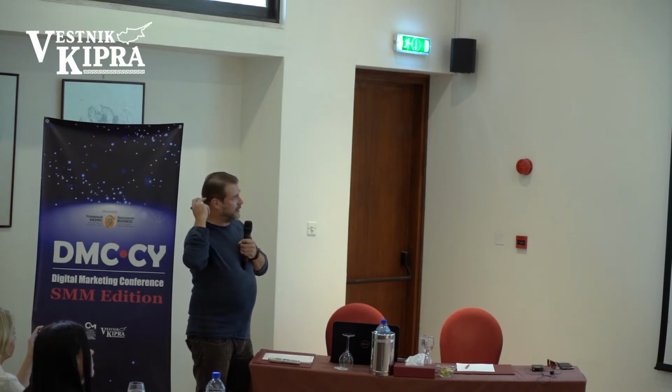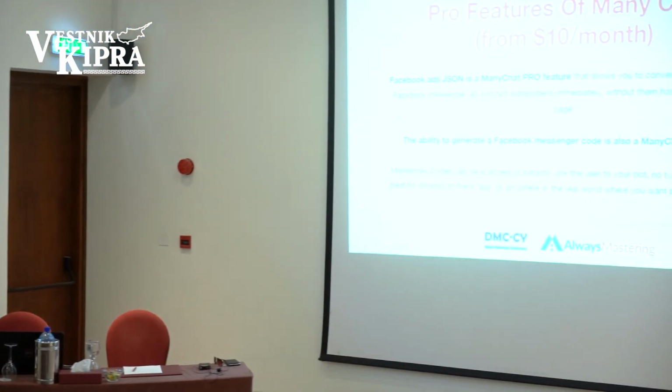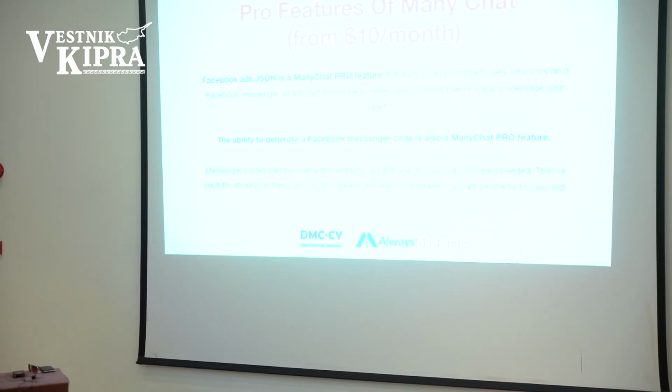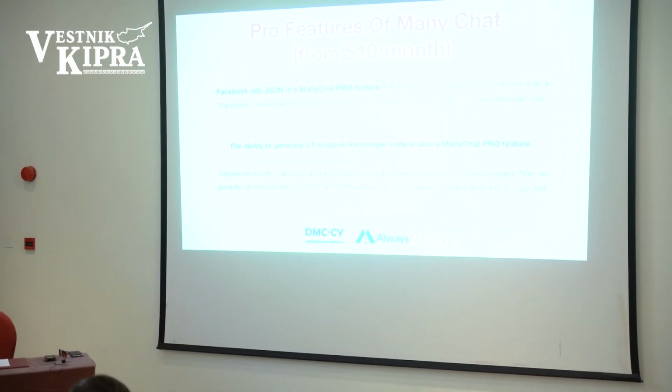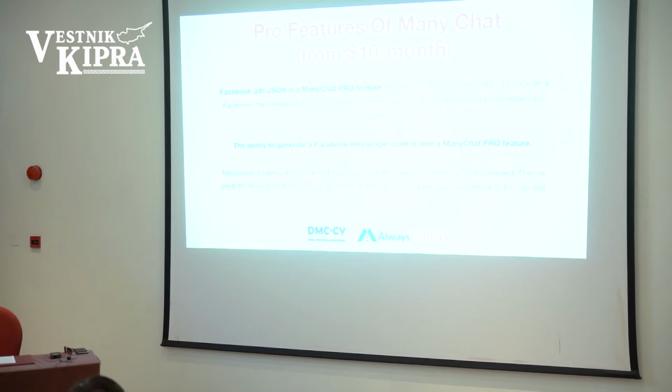Pro features. This is Facebook Ads JSON, which is a kind of language. It allows you to convert users who click on a Facebook Messenger ad into bot subscribers immediately without having to message your page. So you're effectively building the audience. I'm kind of now realizing that Facebook's just completely trapped us. We have our email list, which again I believe is still good, especially if you're delivering good content and you're not too spammy, and you've given value and your customers are engaged. But this is about Facebook audience building.